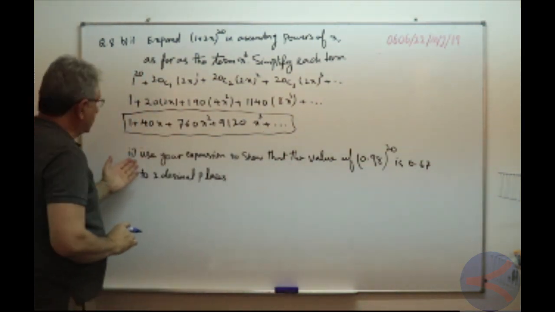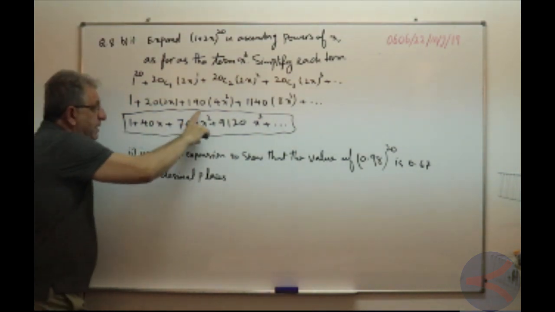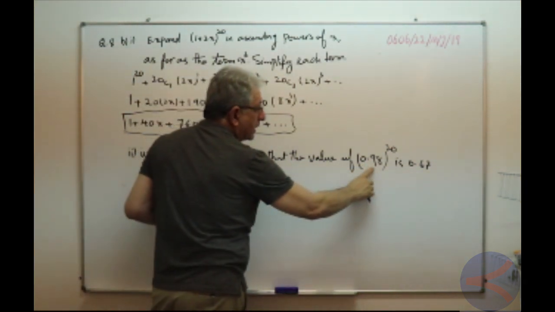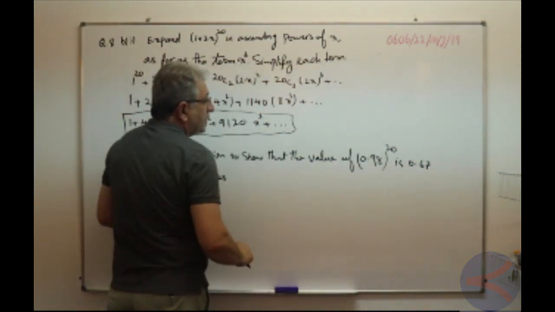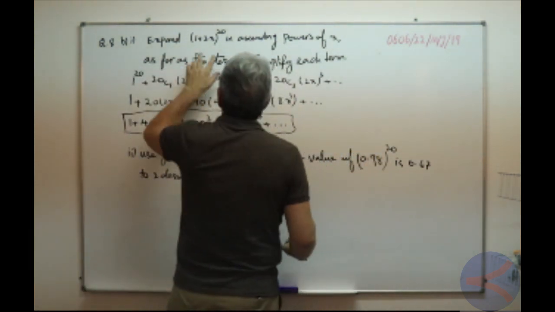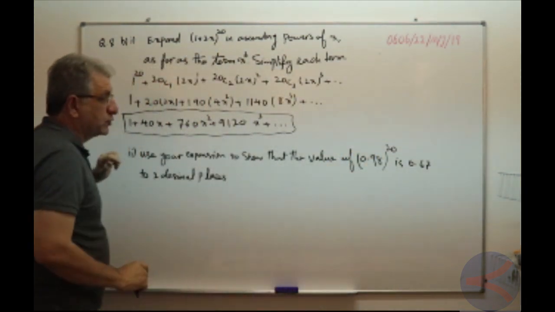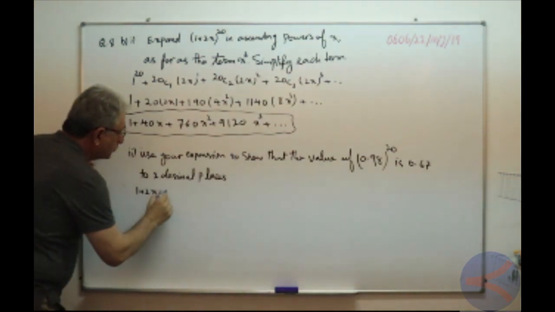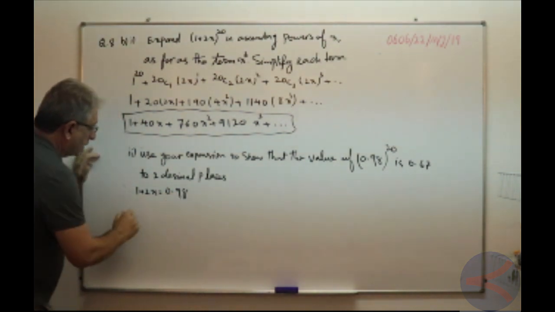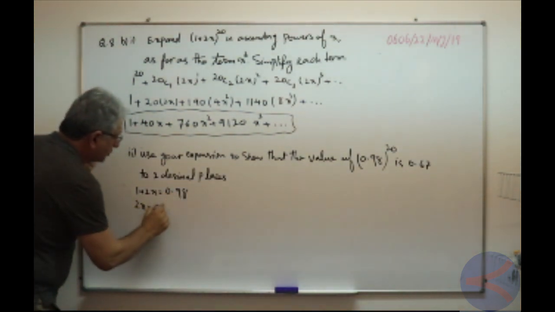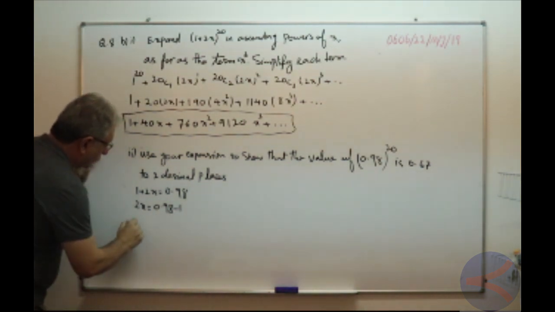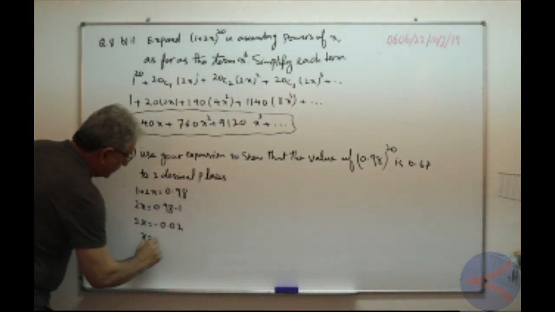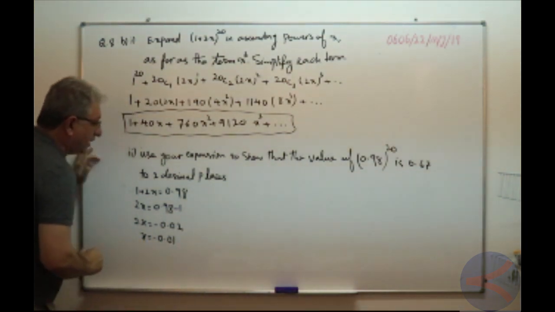Now, look at this. The second part says, using this expansion, find the value of 0.98 to the power of 20. So this 0.98 should be equal to 1 plus 2x. Let us put them equal and see what the value of x is. Therefore, 1 plus 2x should be 0.98. Therefore, 2x is equal to 0.98 minus 1, so 2x is equal to negative 0.02. Therefore, x is equal to negative 0.01. There is the value of x.